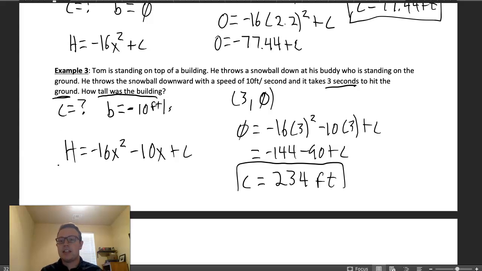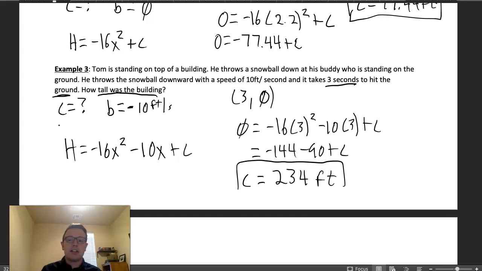Now this is the basis of the projectile motion for this. Always ask yourself, what's our initial height, what's our initial speed, and do we know any extra points? From there, you just substitute what you know into your equation, and then you try to solve for whatever is left.